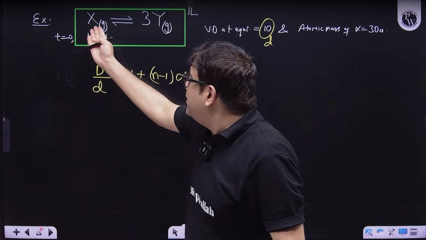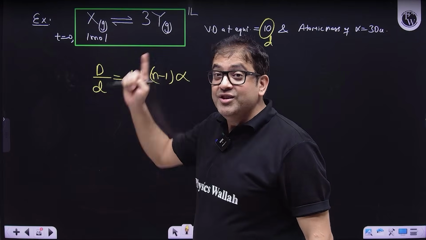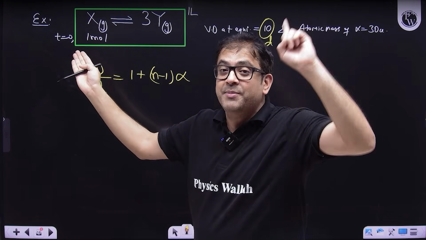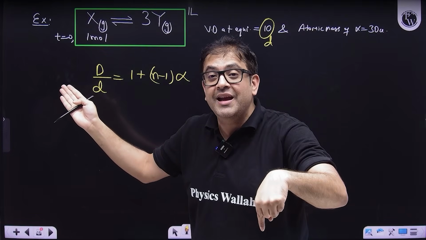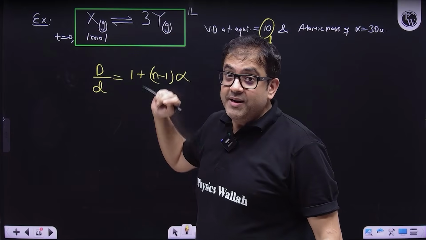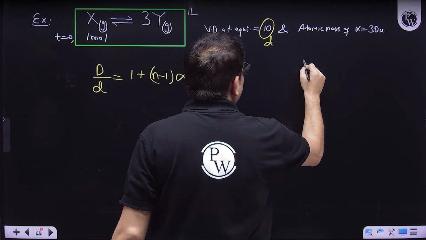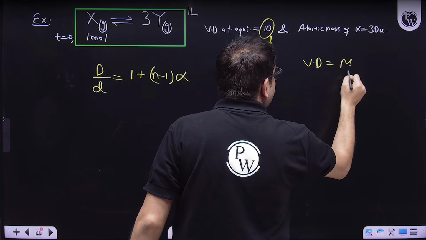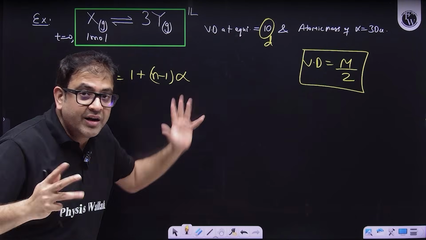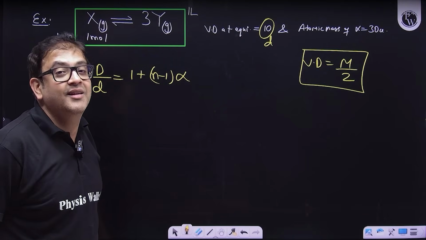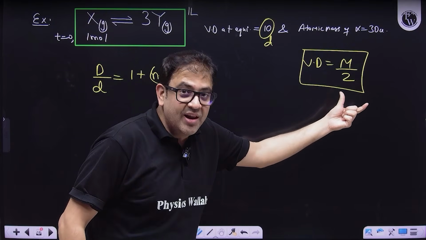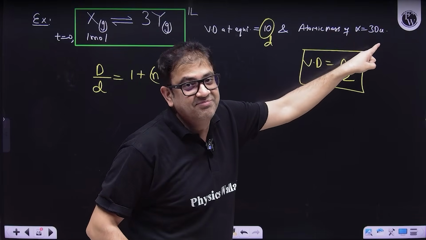Initially, what you had? Initially, you had X. What is vapor density? Molar mass by 2. Remember mole concept? Those who do not know, go to the link below, where we have discussed the mole concept chapter. So vapor density is equal to molar mass upon 2. Initially you do not have a mixture, you have X only. So the mass of 1 mole of X will be the molar mass, and molar mass is equal to atomic mass in gram.